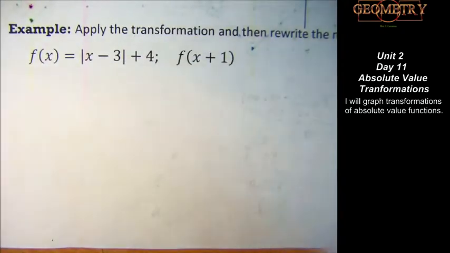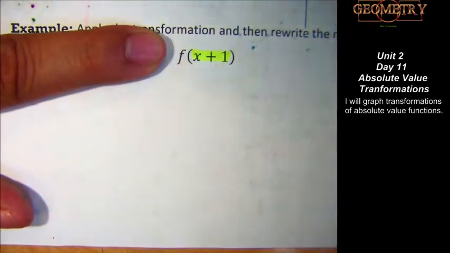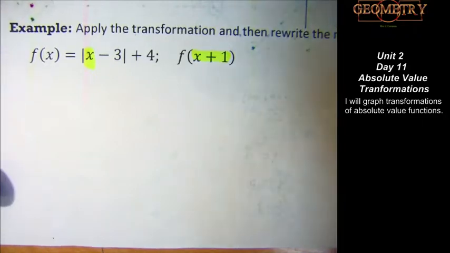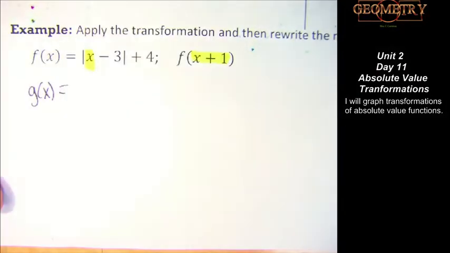Okay, so let's do this one first. If I look at my transformation first, I notice that the transformation is happening inside of the function, which means in my function, the only change is going to happen right at the x. Everything else is going to stay the same. Now the directions tell me to rewrite the new function as g of x, so I'm forced to choose the name g of x.